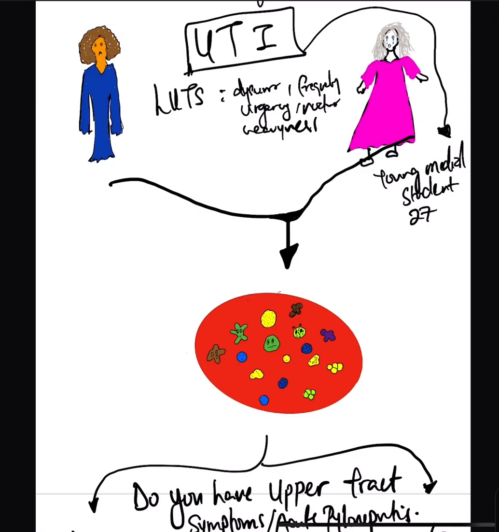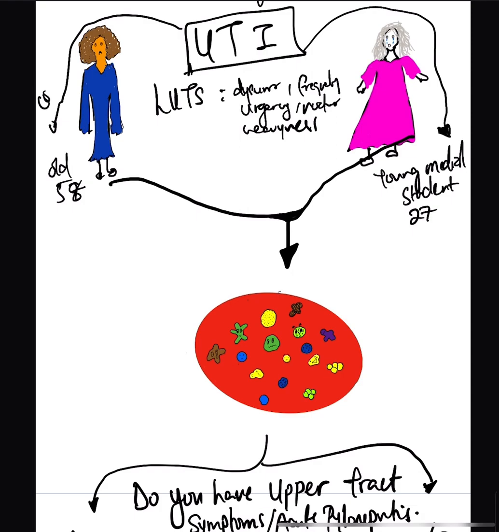While this patient with the blue dress, she is old. She is 57 or 58, let's say. So she's older, and having a UTI makes it a complication for her because she probably has other diseases, and having a UTI could worsen other diseases, having plenty of bacteria in your blood.